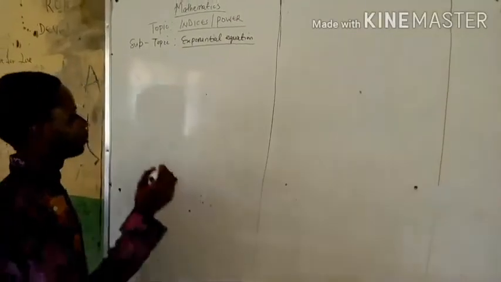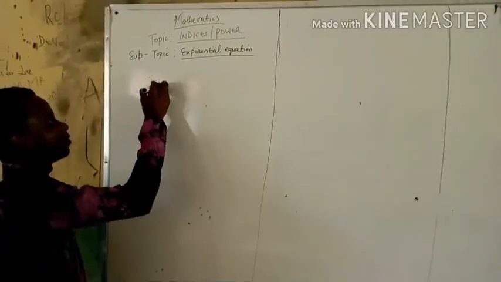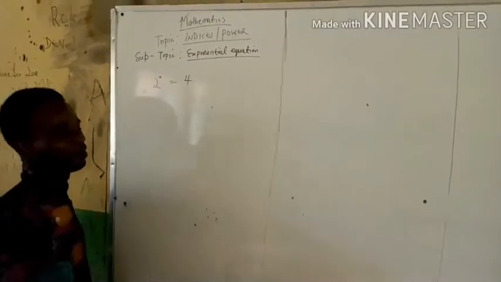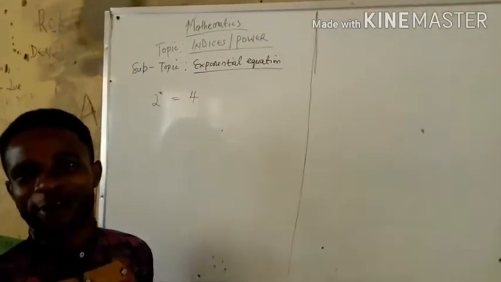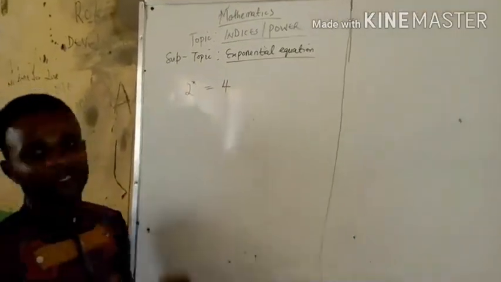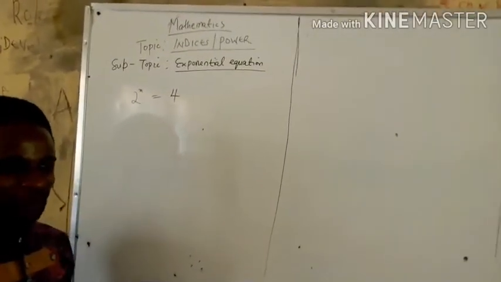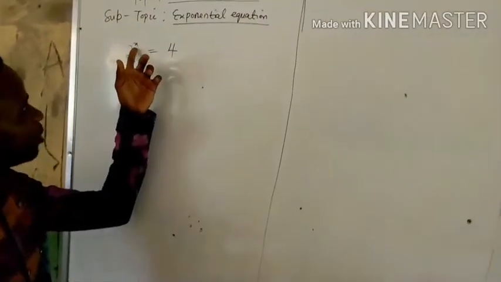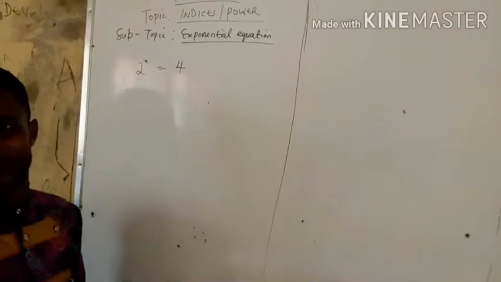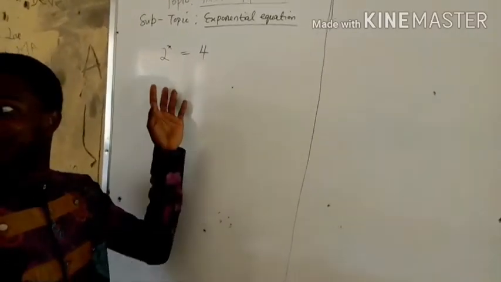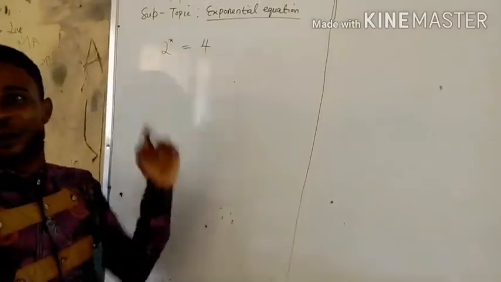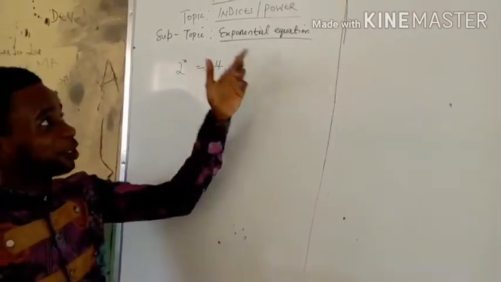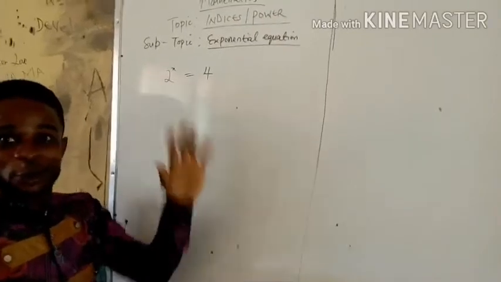Let's say we have 2 raised to x equals 4. We are looking for the unknown power. The unknown power here is x. From the previous class, we know that the value of x here is 2, because 2 raised to power 2, you get 4. They say the left hand side must be equal to the right hand side, right? So this exponential equation is just looking for the unknown.